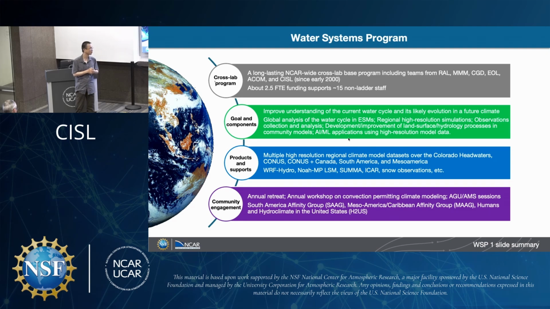Along this line, we also produce a lot of modeling tools for the community to tackle different problems. And lastly, we cultivated and developed a lot of grassroots groups, such as the South America Affinity Group, the Mesoamerica Affinity Group, and Human Climate in the United States. I will briefly introduce those community efforts later.